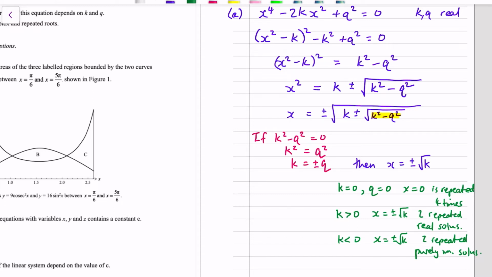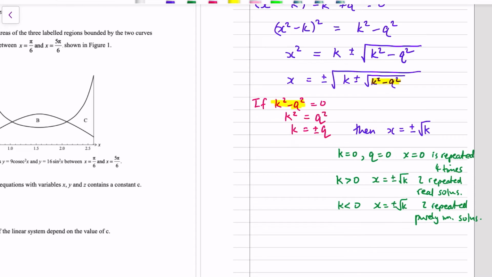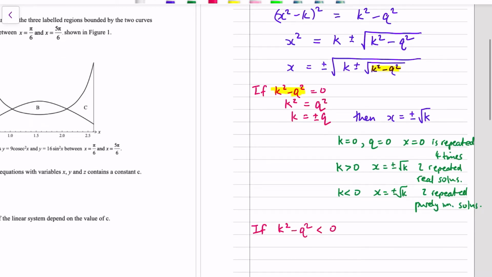Now we need to consider other cases. We're considering that yellow discriminant there, k squared minus q squared. We now need to consider what happens if it's negative. If k squared minus q squared is less than 0, that discriminant is going to be negative. We're going to have the square root of a negative number. So we have complex solutions, we'll have imaginary parts in there, and we're going to get 4 solutions.